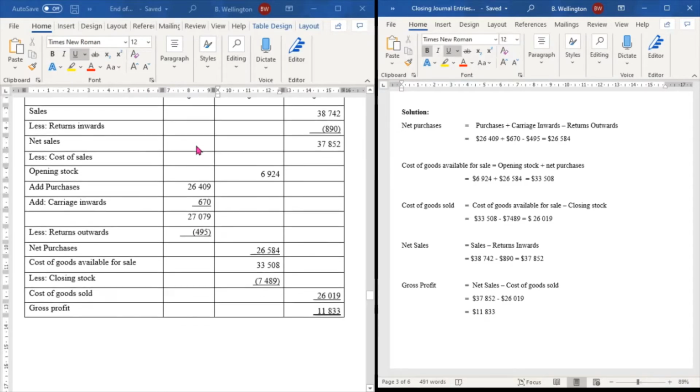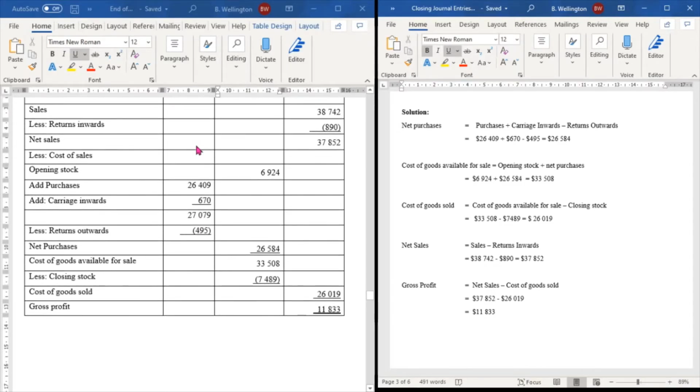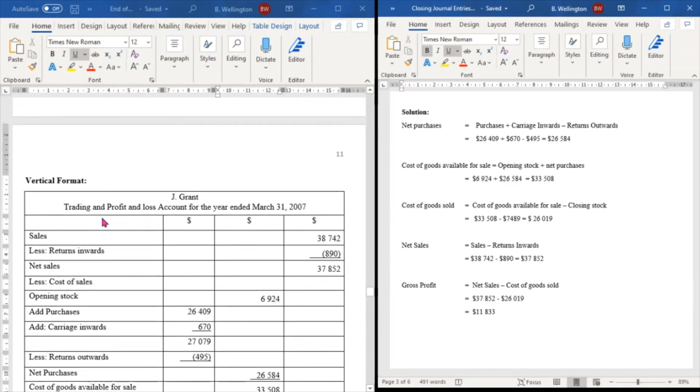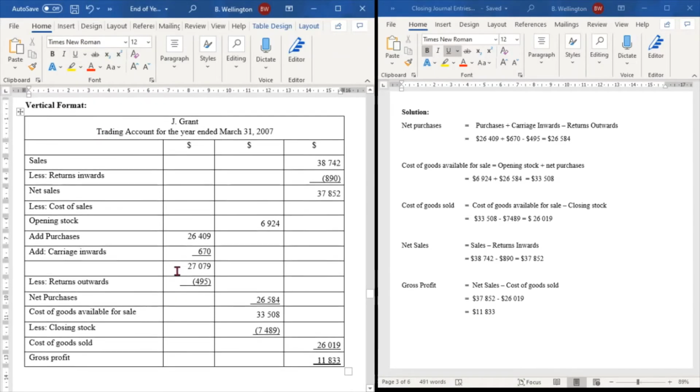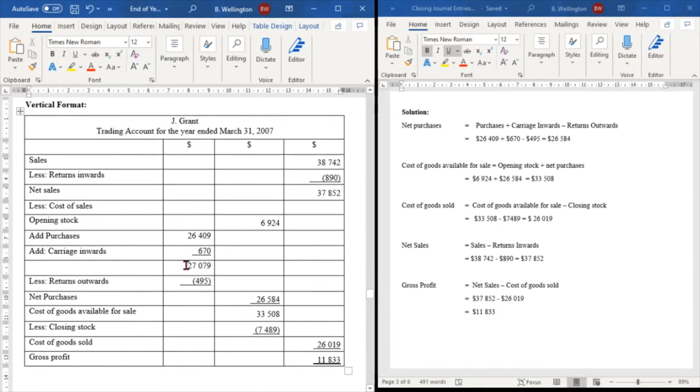All right, so it's not a trading and profit and loss, it's just the trading account we are doing. Remember that. So we could have taken this out. It's not trading and profit and loss account. So just let's say it's trading account for the year ended 31 March 2007.